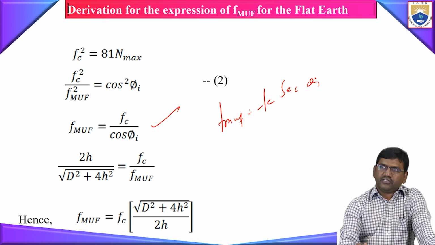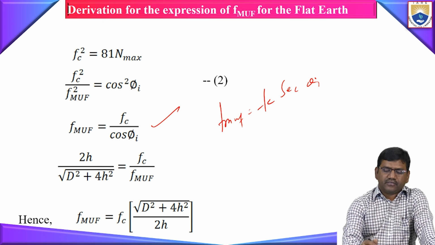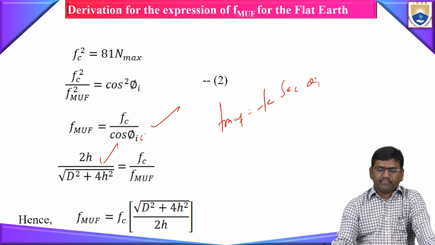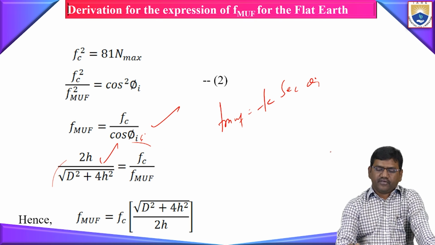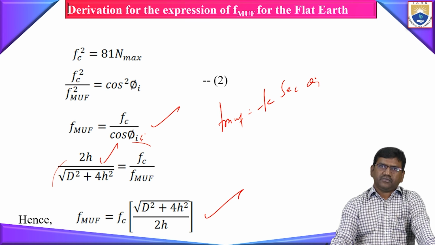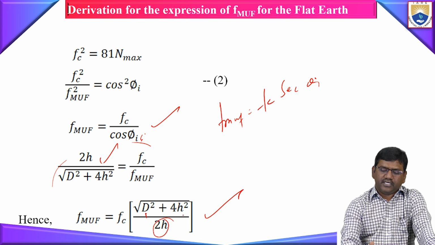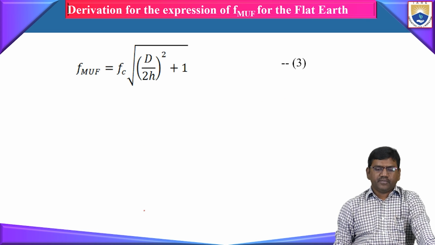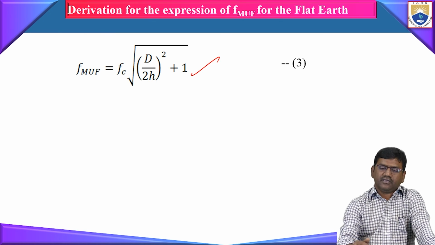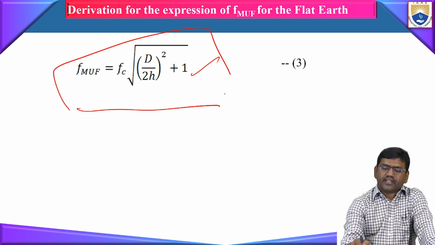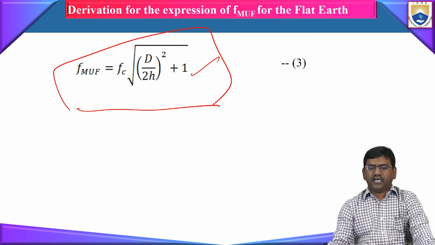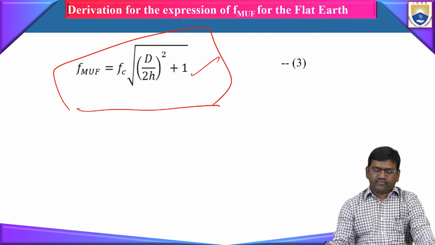So here f MUF is equal to fc by cos theta i. We have derived the expression for cos theta i, that is 2h by square root of d square plus 4h square. So from this expression, if you cross multiply and simplify, you will get f MUF is equal to fc into root of d square plus 4h square by 2h. We shall split this 2h for the numerator and denominator separately. If we split, you will get f MUF is equal to fc into square root of (d by 2h) whole square plus 1. So this is the derivation for the expression of f MUF for flat earth.